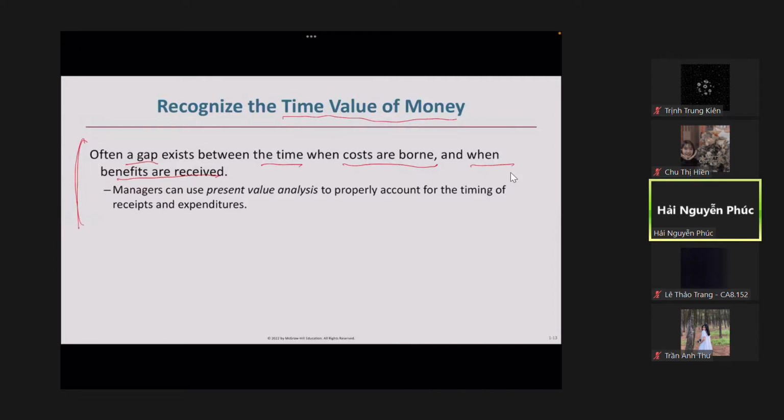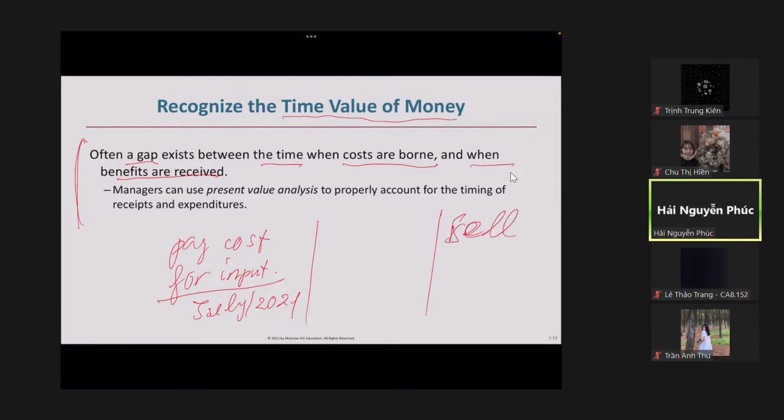Very simple. Suppose you pay the cost, suppose we have an input in July of 2021, and you have the sale, you sell the good and receive money only in February 2022, right? So it is important to recognize that we have two time points, right? And of course, in making decisions, we have to take into account the change in the value of money, right?